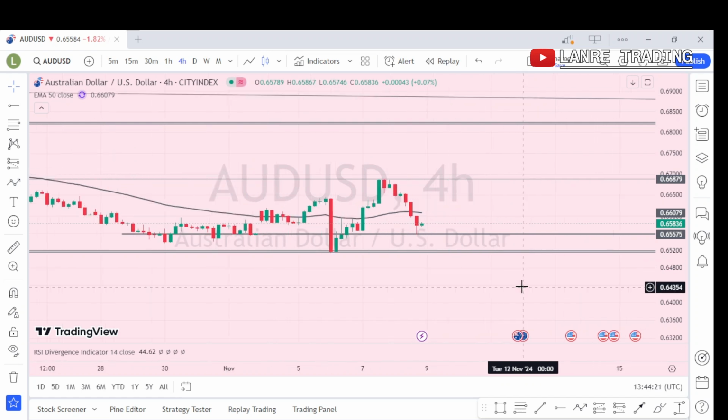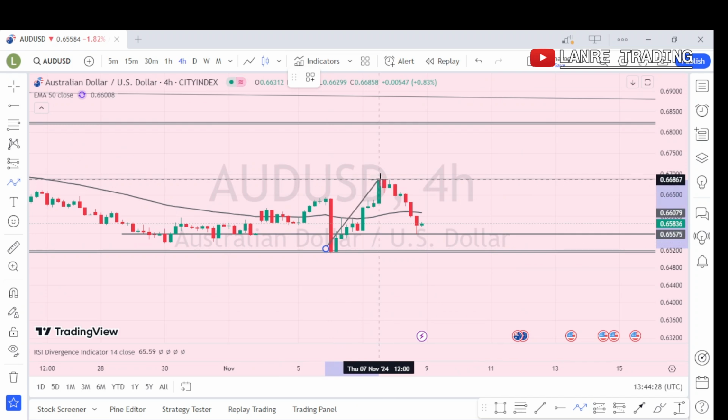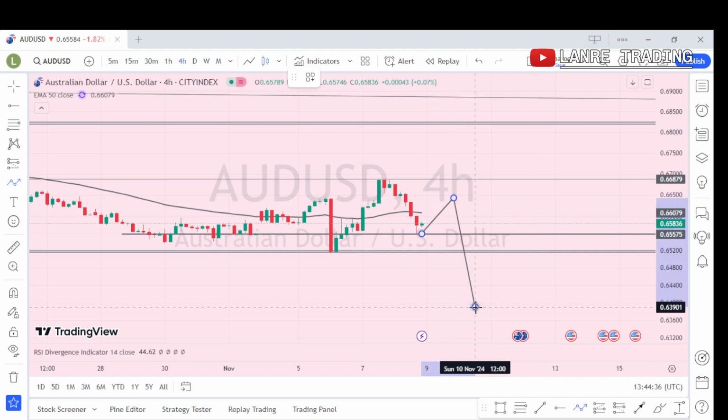But at this level, price might tend to do something like this as well. Price might tend to pull back to this level right about here, and price might tend to continue its bearish move.